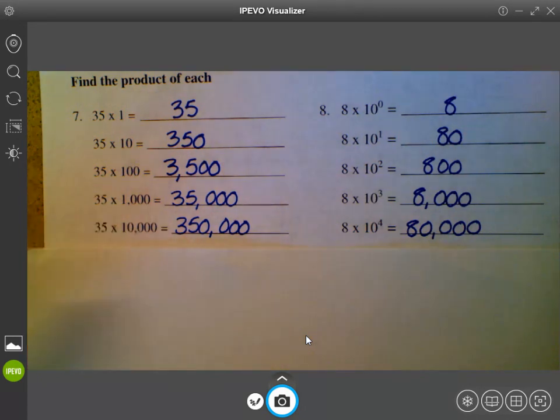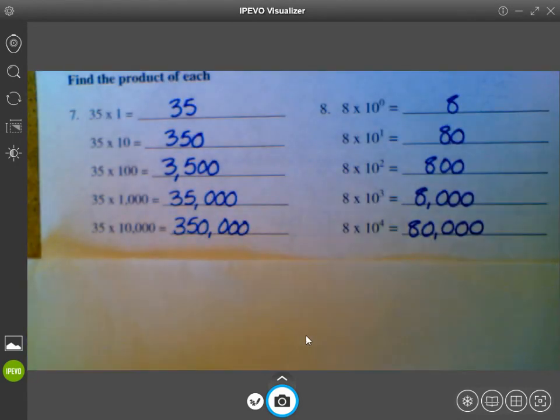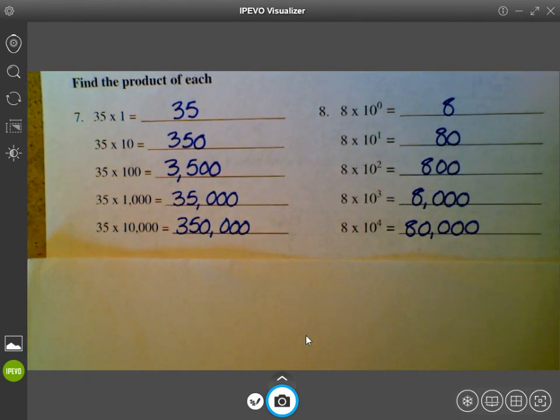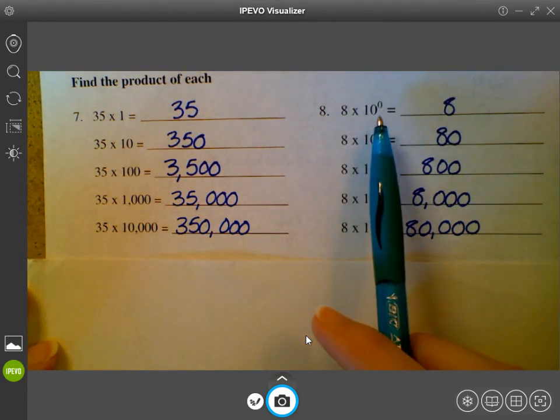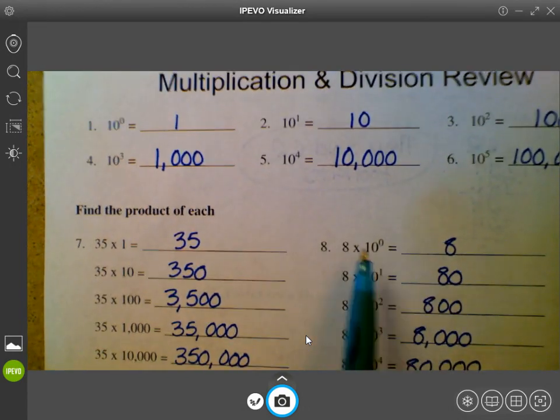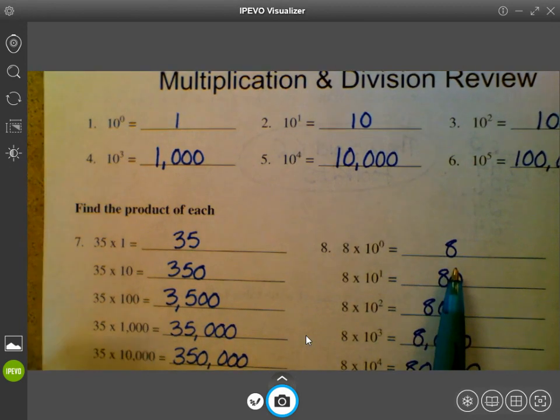For number 8, it was similar but a little different because you were given 8, but then you were asked to multiply it by 10 to the power of something, or 10 with an exponent. So 8 times 10 to the 0 power, if you remember from up here, that's the same as multiplying by 1 or nothing at all. So that would be 8.